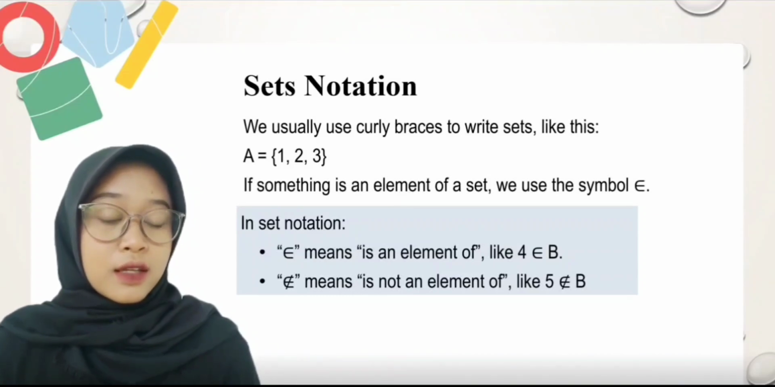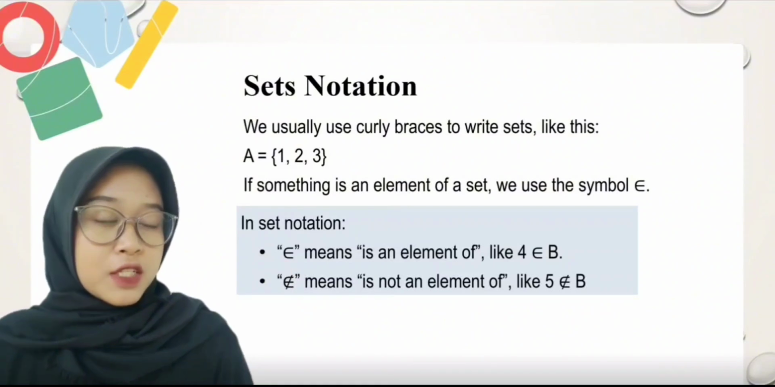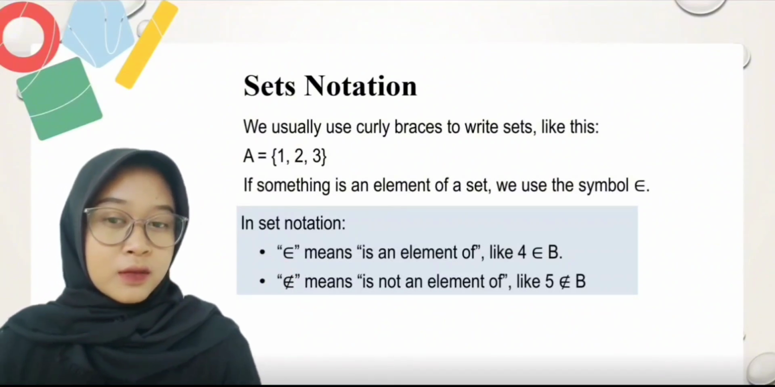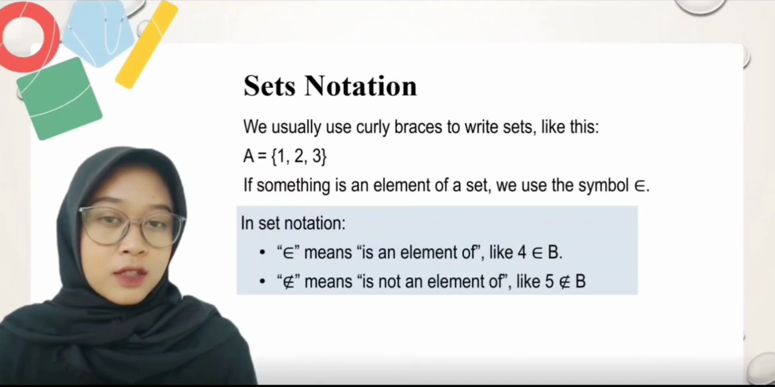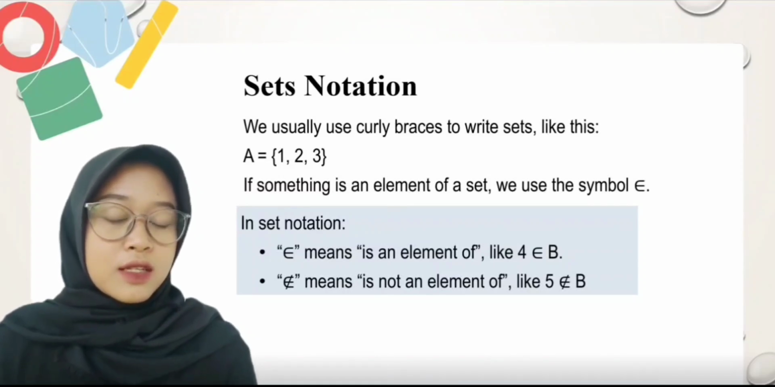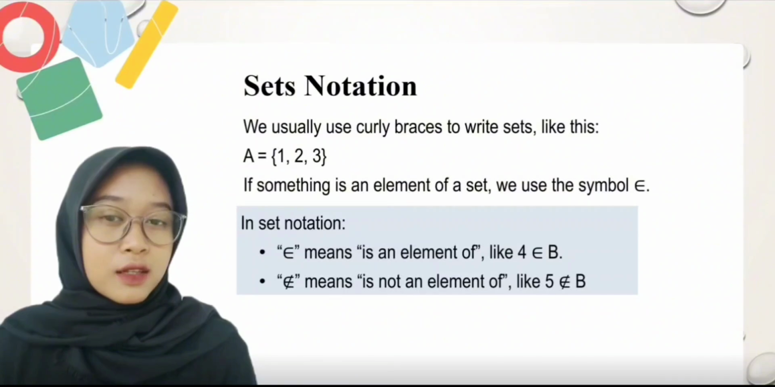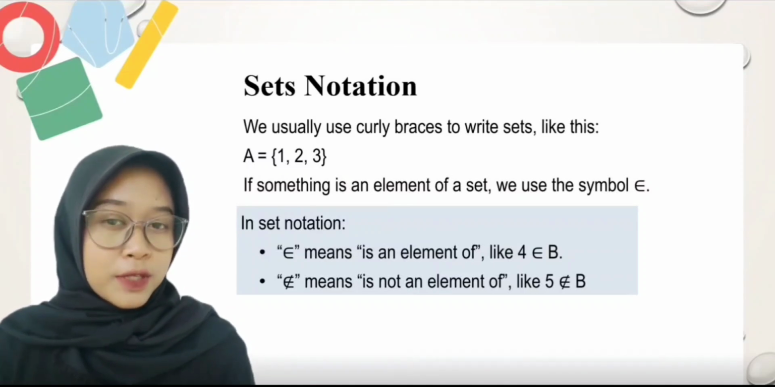If something is an element of a set, we use the symbol ∈. Do you see it in the picture? In set notation, ∈ means "is an element of", like 4 ∈ B. ∉ means "is not an element of", like 5 ∉ B.